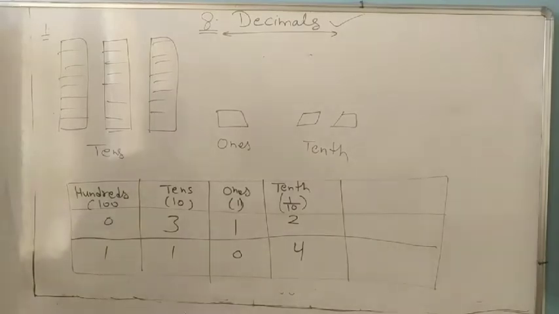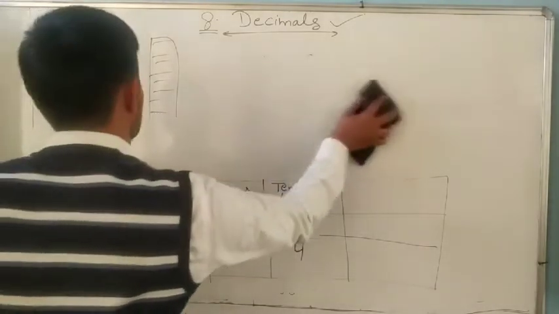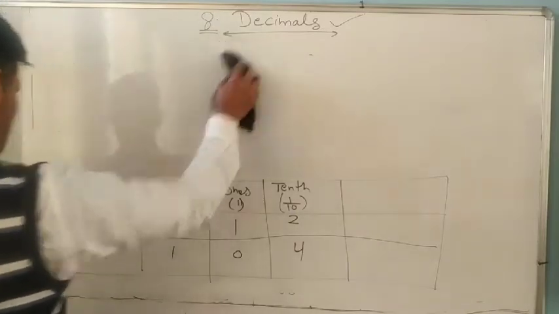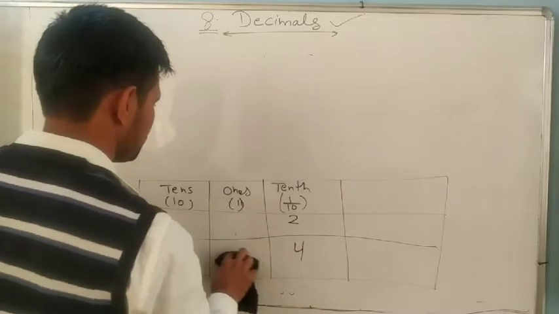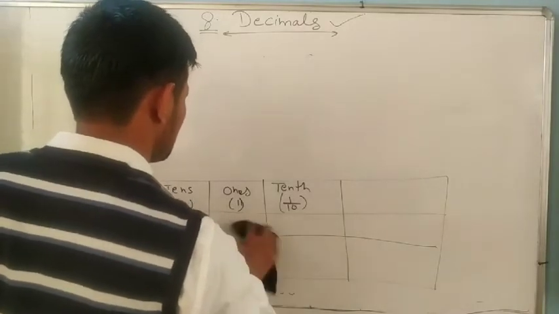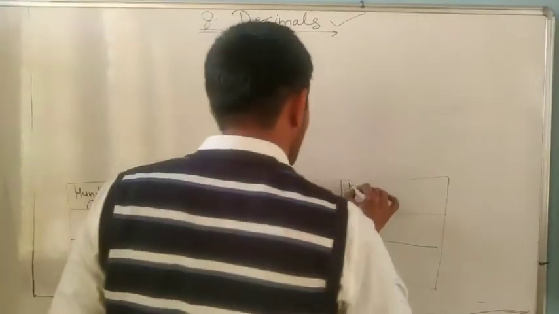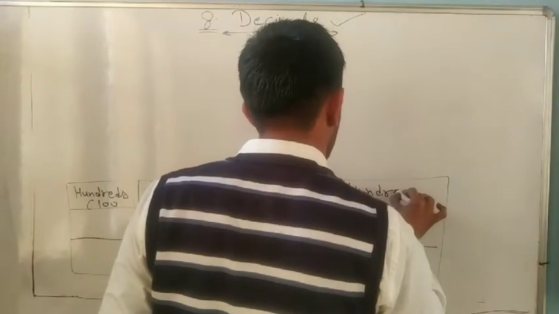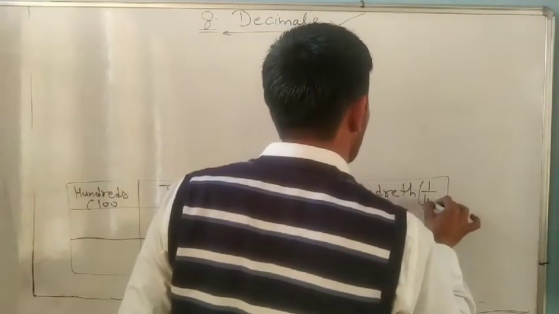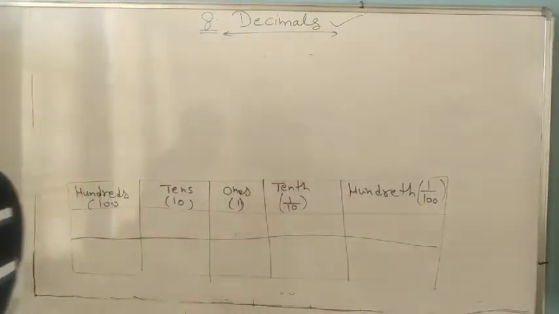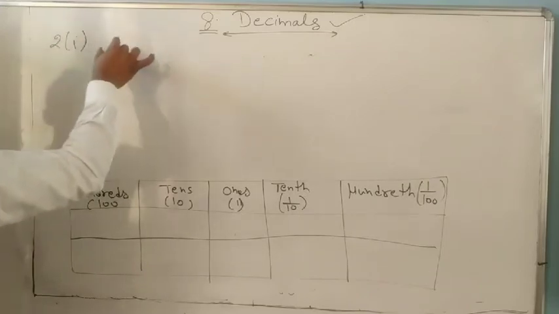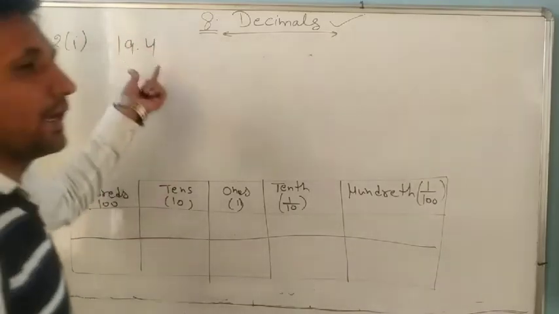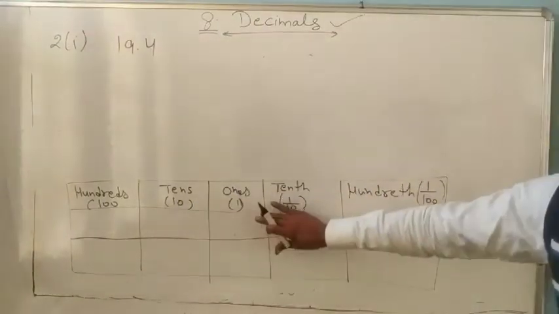Now second question we will do. And I'm writing here 100. 100 means 1 upon 100. Then question number 2 given. Write the following decimal in place value table. So it is the second, 19.4. We have to write in place value table. It is called place value table.